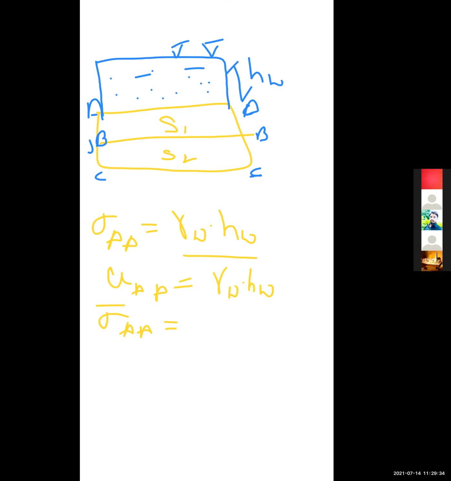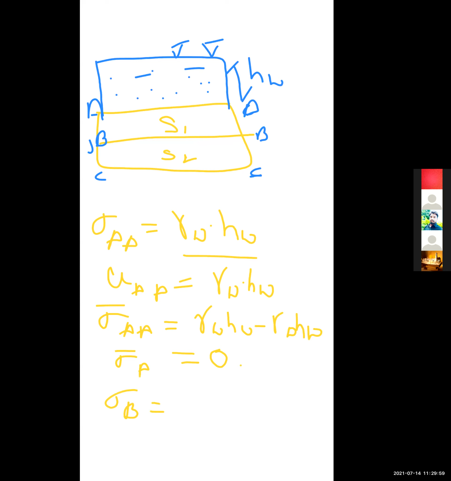Effective stress at A? It will be 0, ma'am. That means total stress minus pore water pressure. So if its value is 0, effective stress is 0 at A. Okay, so now calculate sigma B.